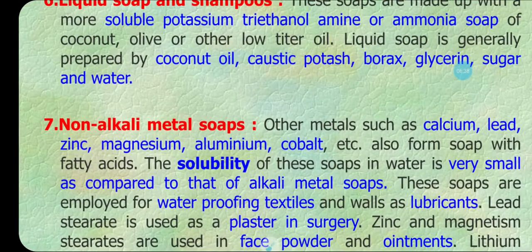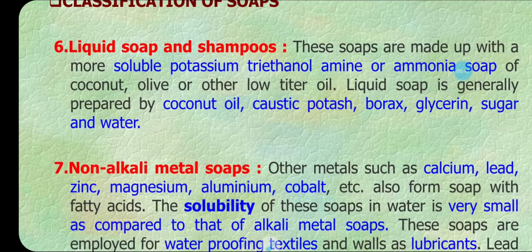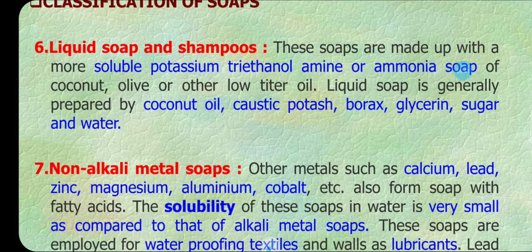The next class of soap is liquid soap or shampoos. These are used in liquid form. These soaps are made with more soluble potassium, triethanolamine, or ammonia soaps of coconut oil, olive oil, and other low titre oils. Liquid soap is generally prepared from coconut oil, caustic potash, borax, glycerin or sugar, and water, etc.